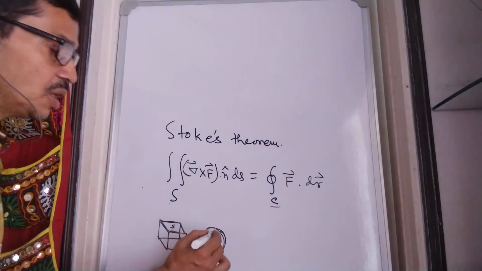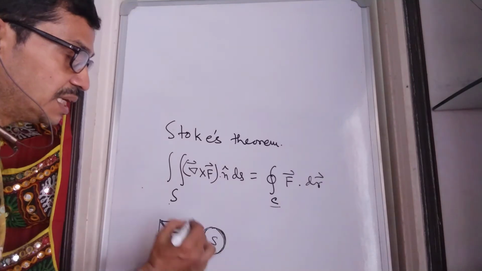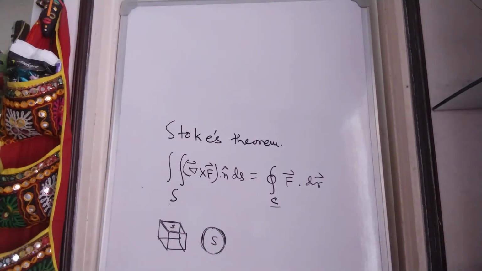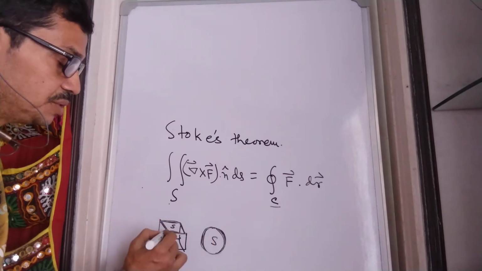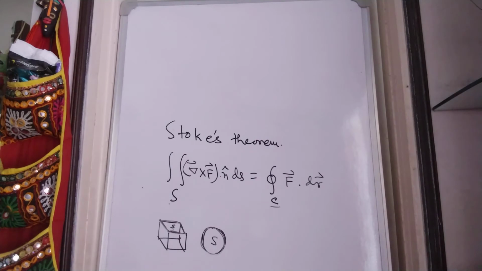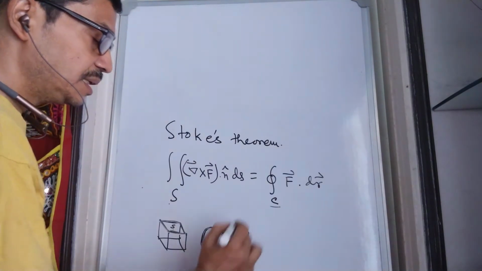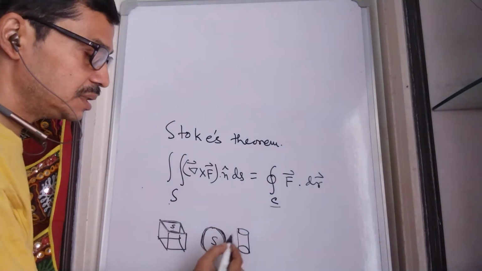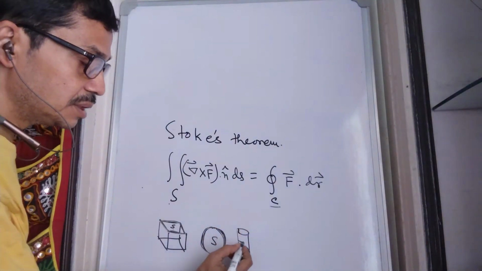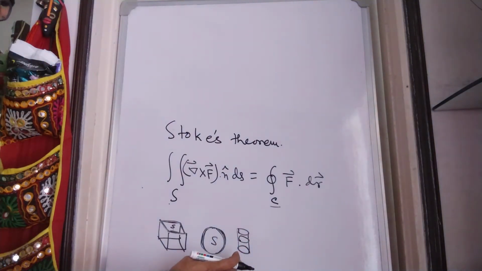So whenever we have a closed curve, I defined what we meant by a closed simple curve C, and it encloses a surface S. Here also we have a closed contour which encloses a surface S. There may be many examples. We may have the surface of a cylinder also. This contour closes the surface of the cylinder.